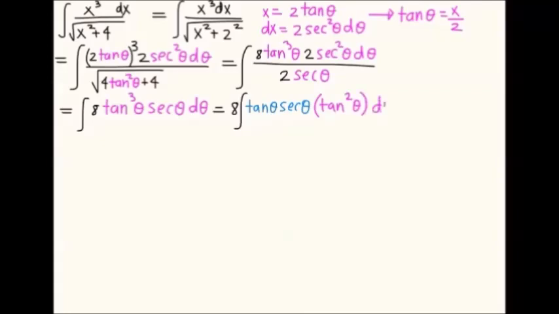times tangent squared theta. Now this will be important for when we simplify, because tangent squared theta will equal secant squared theta minus 1. We can then simplify and write that out as 8 times the integration of tangent theta secant theta times the quantity secant squared theta minus 1 d theta.